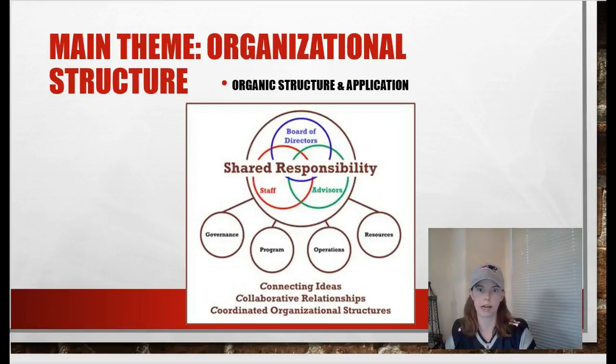And so when we look at something like the organic structure, it makes sense because it's really well suited to small organizations where you have a handful of full-time staff, you've got a certain number of volunteers that you coordinate, and a really finite number of programs.